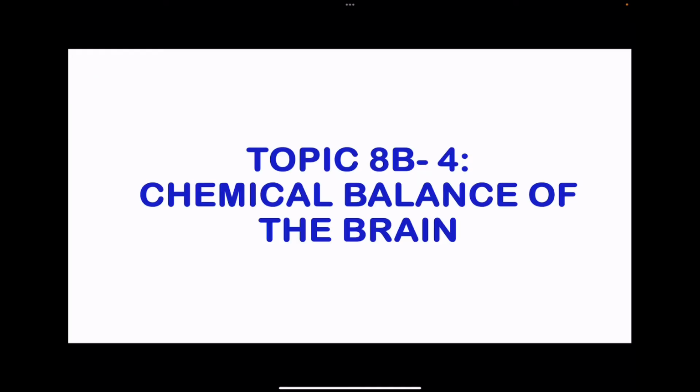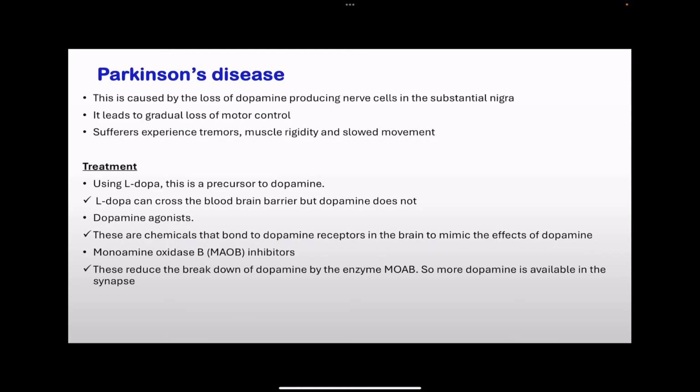Next, we go to topic 8b4, chemical balance of the brain. Here we're going to be talking about how neurotransmitter imbalances can lead to certain diseases. The first one we talk about is Parkinson's disease.